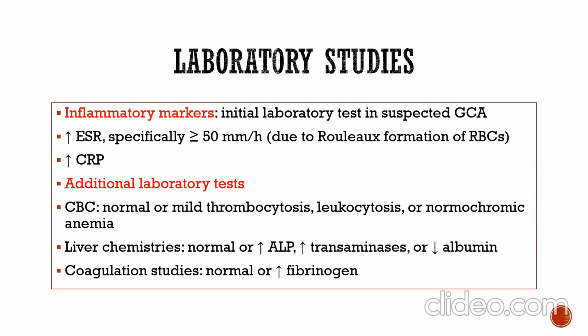Laboratory studies. Inflammatory markers. Initial laboratory tests in suspected giant cell arteritis show increased erythrocyte sedimentation rate, especially more than 50 mm per hour, due to rouleaux formation of red blood cells, and increased C-reactive protein. Additional laboratory tests include normal or mild thrombocytosis, leukocytosis, or normochromic anemia. Liver chemistries include normal or increased alkaline phosphatase, increased transaminases, or decreased albumin. Coagulation studies show normal or increased fibrinogen.